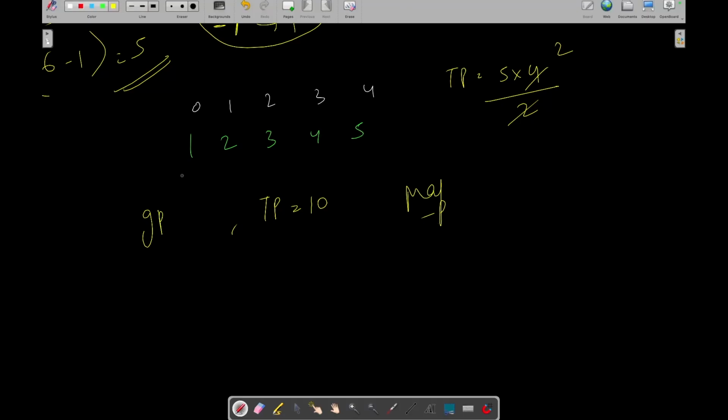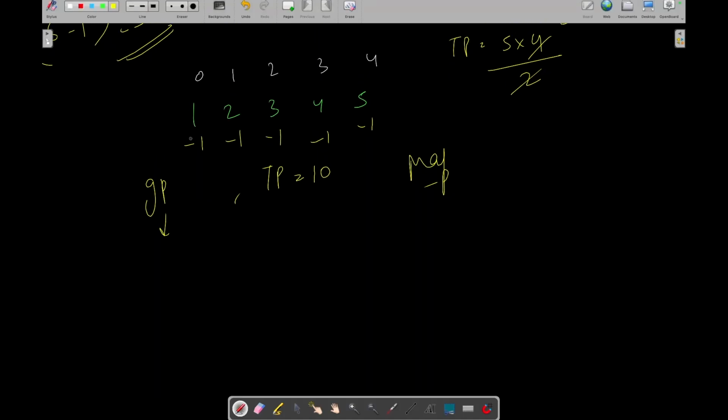So 0 minus 1, minus 1; 1 minus 2, minus 1; 2 minus 3, minus 1; 3 minus 4, minus 1; 4 minus 5, minus 1. Okay, now let's start calculating the good pairs. So we are at this index right now. We will check, does minus 1 exist in the map? No. So we will simply store this with 1 frequency. Now we will check for this. Does minus 1 exist in the map? Yeah, it exists. So we will simply add the frequency corresponding to it and increment its frequency.